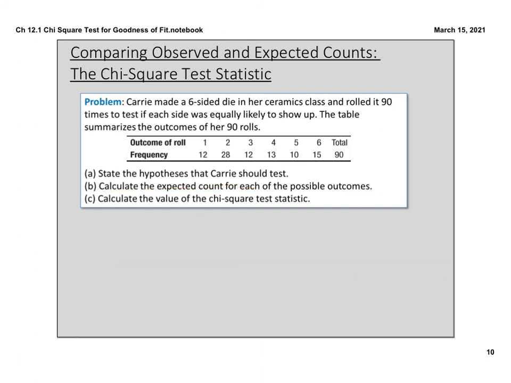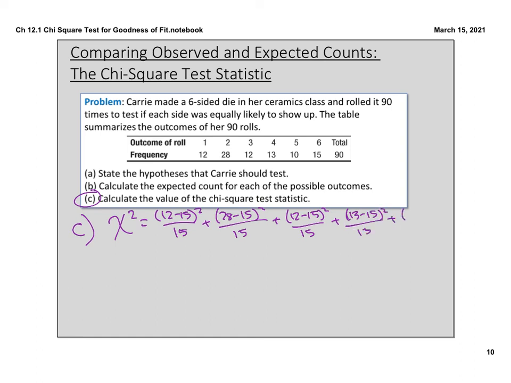So now we're going to actually go in and calculate the chi-square value. So this is the test statistic for this particular test. So in part C, my chi-squared would look like this. I'd have 12 minus 15 squared over 15 plus 28 minus 15 squared over 15 plus, and all the way down, 12 minus 15 squared over 15 plus 13 minus 15 squared over 15 plus 10 minus 15 squared over 15, and one more, I ran out of room, sorry, 15 minus 15 squared over 15.